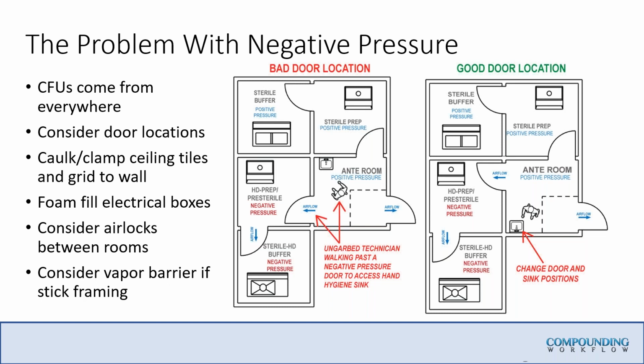CFUs come from everywhere. So the fact that we've now got rooms under negative pressure, we never had to worry about this before under USP 797. We were just basically blowing all the positive air out, right? We never had to worry about pulling air from an unsealed ceiling tile into an interstitial space. So you got to understand that CFUs come from everywhere, and we need to consider the door locations.